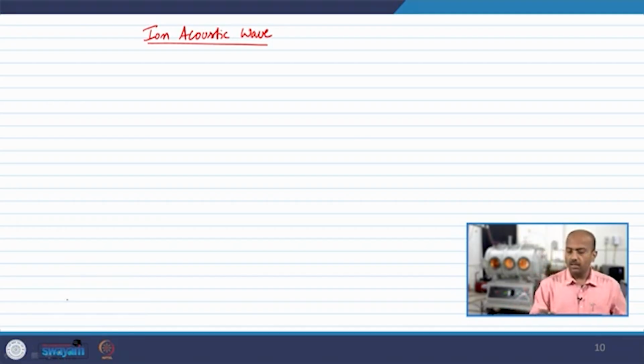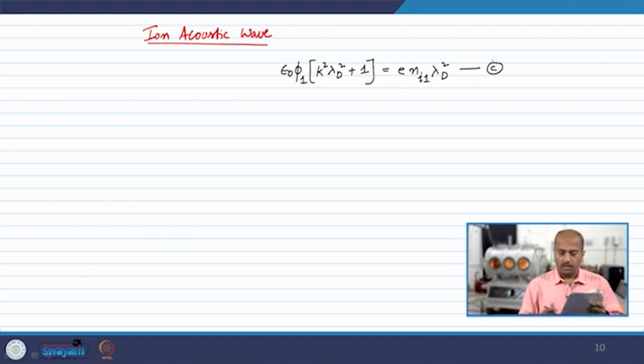So, we have seen that the Poisson equation needs to be considered, which is written like this: epsilon naught phi 1 (k square lambda d square plus 1) is equal to e n I 1 lambda d square. So, we called it as C, and we also realized that there is no need to change the continuity equation, it will remain as it is.